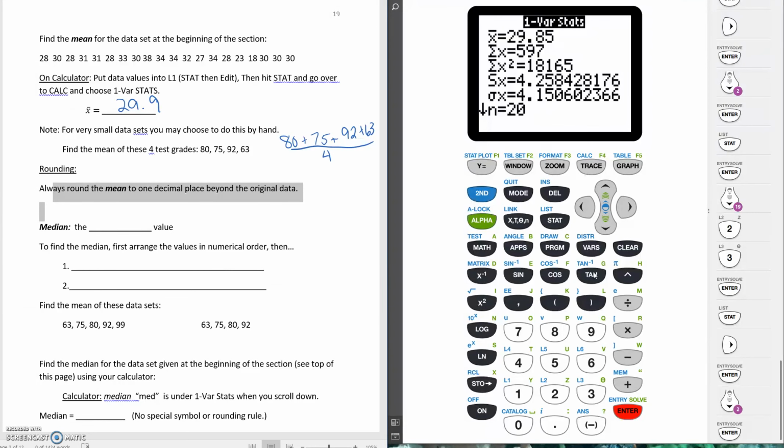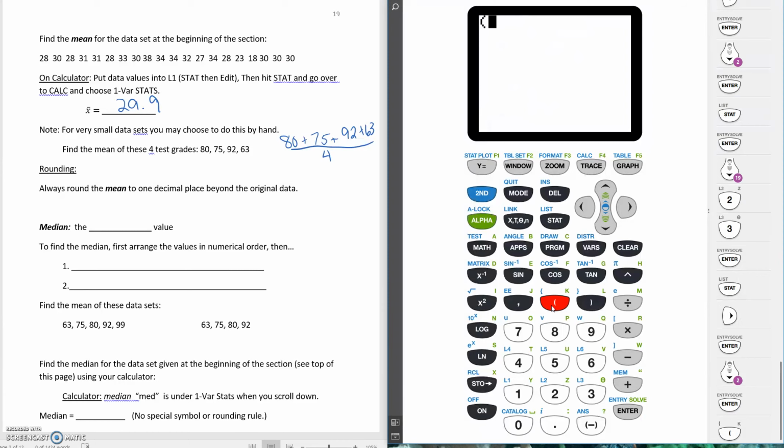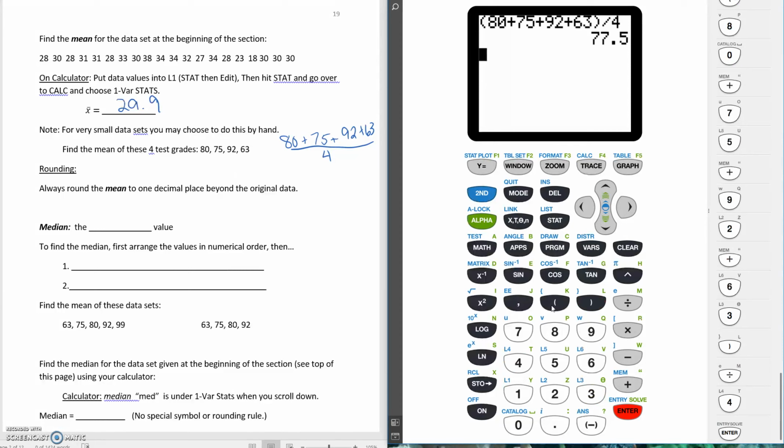Now, if you're going to put this in the calculator, you're going to want to put parentheses around the entire top: 80 plus 75 plus 92 plus 63. We want it to add all of those up first, so we put those in parentheses and then divide by 4. So 77.5 would be our average there. And even for a small data set, we could put that into L1 and do the same process, and it would give us the mean.